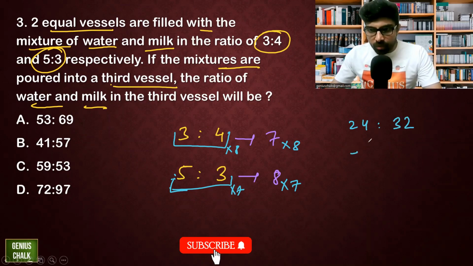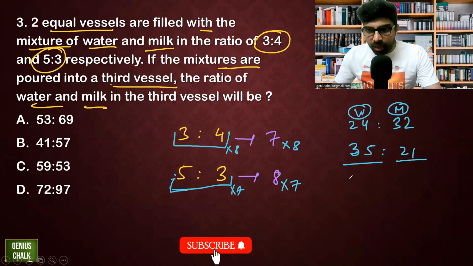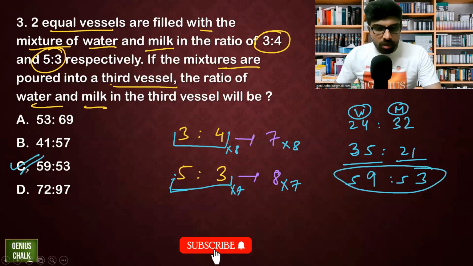5 7s are 35. 3 7s are 21. Now this is water, this is milk. If we mix them in the third vessel, that is going to be 9, and this is 53. So what is my answer? It has to be option C. Option C is the answer.